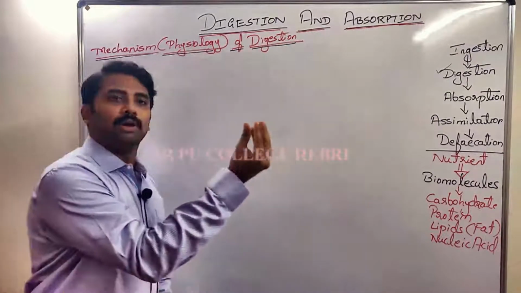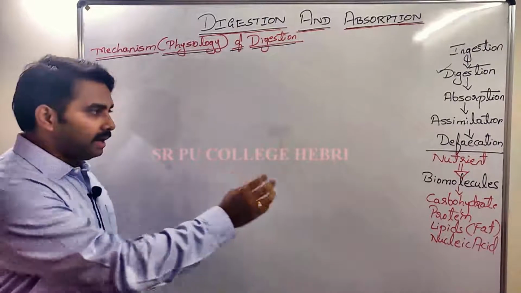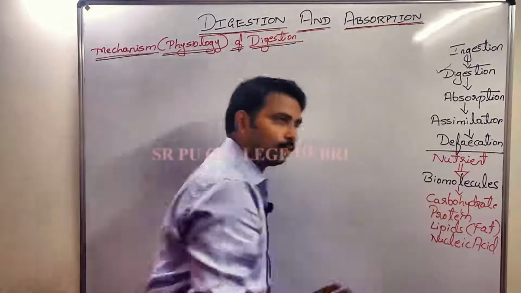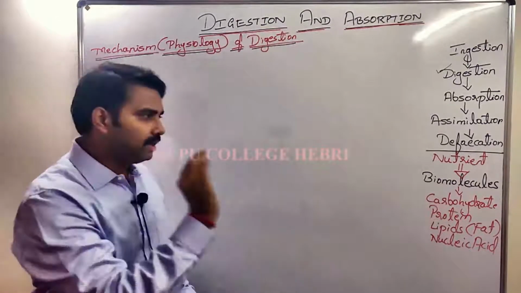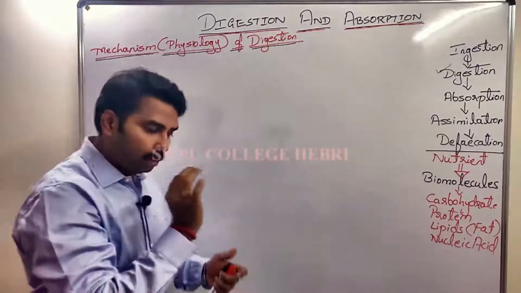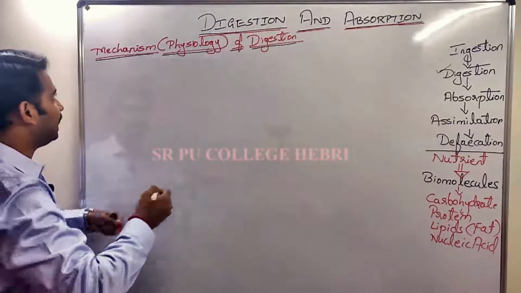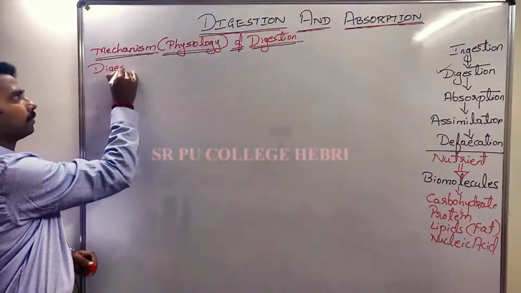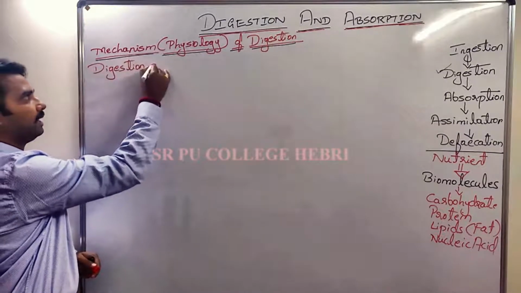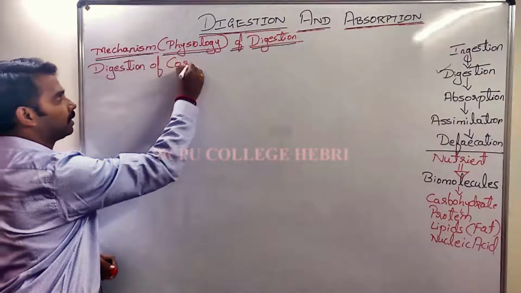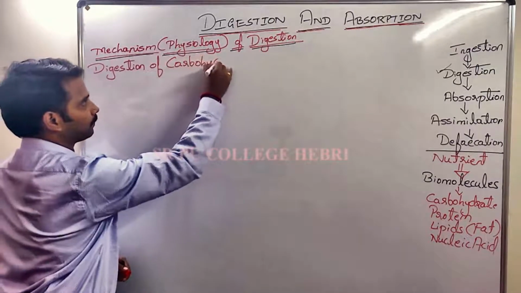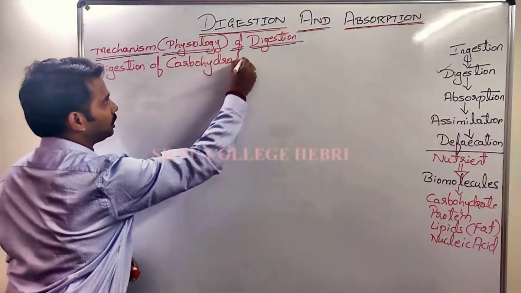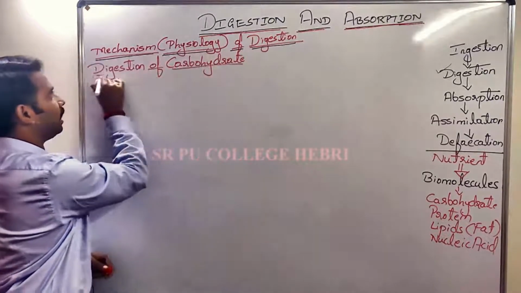Now, my food, the diet, what is there? It has all these biomolecules, but we will start one by one. We will first begin with the digestion of, digestion of which one? Carbohydrate. Where does the digestion of carbohydrate occur?